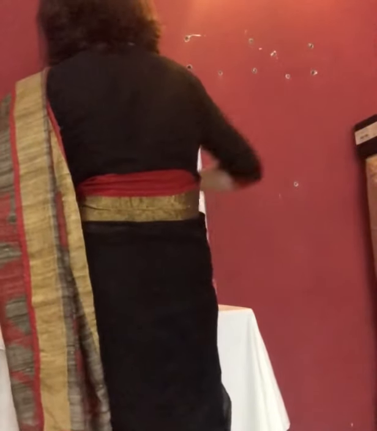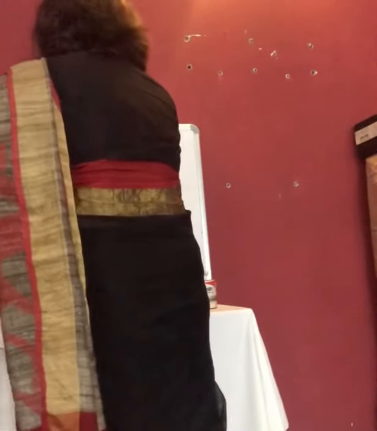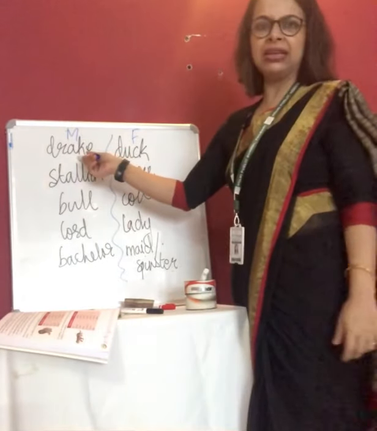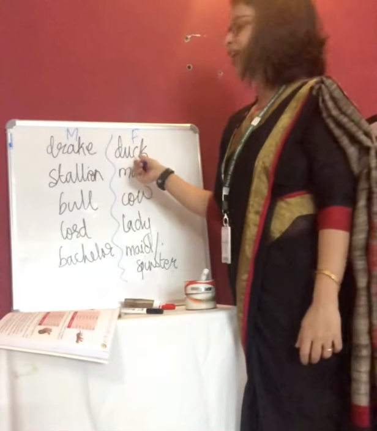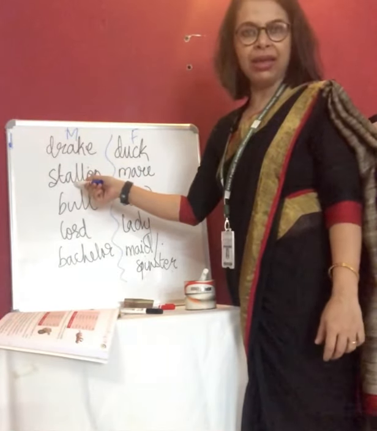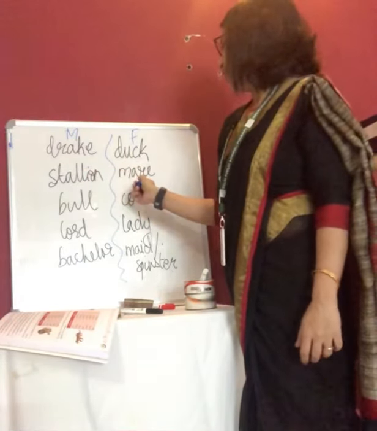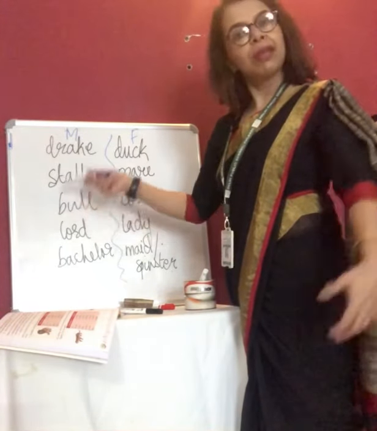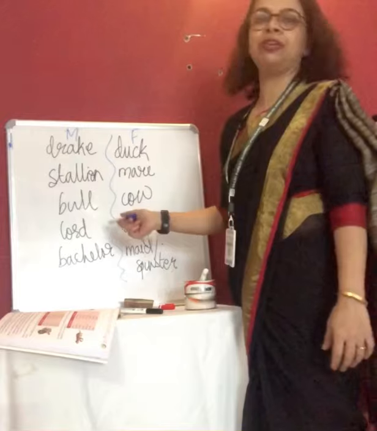I will call out the words and explain. I am just writing M and F. Now children, drake is a male. Okay? Duck is a female. Similarly, stallion is a male horse. Mare is a female horse. Bull is a male and cow is a female.